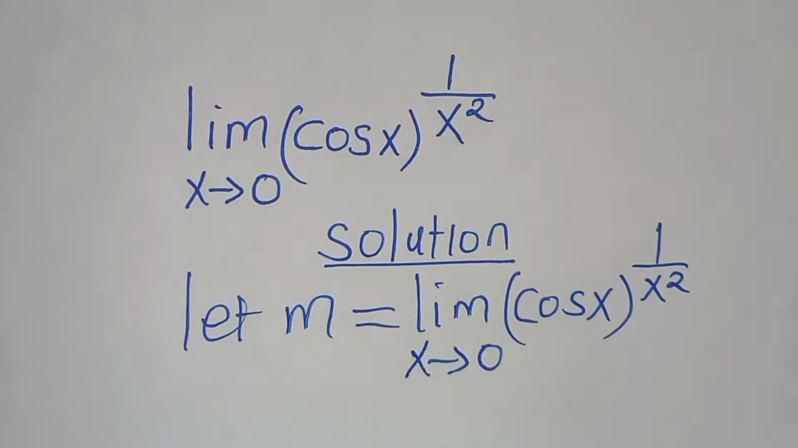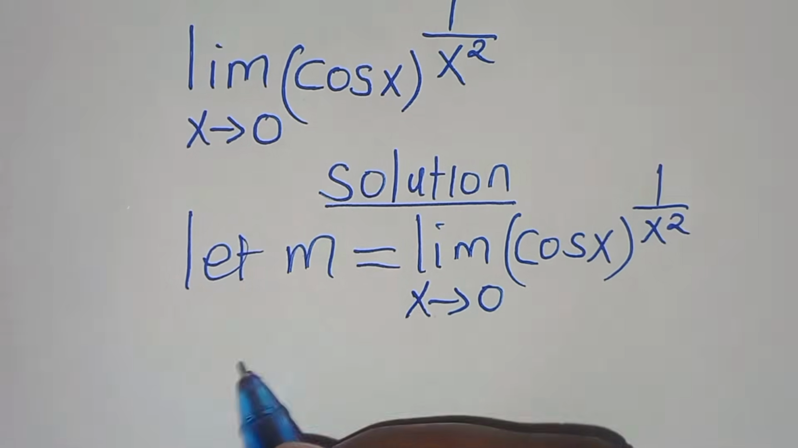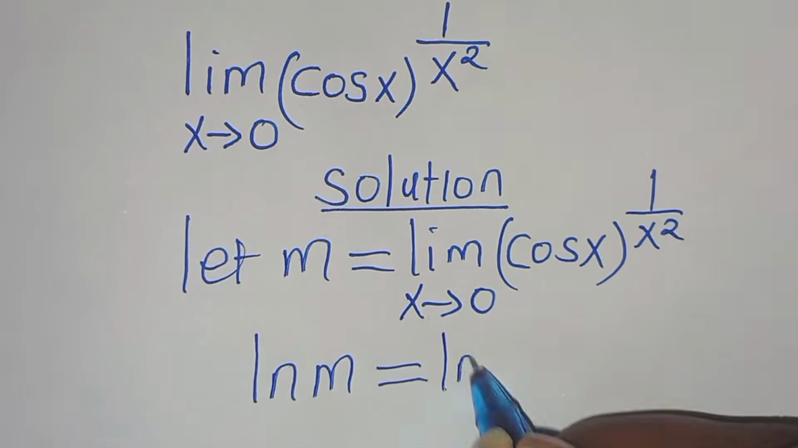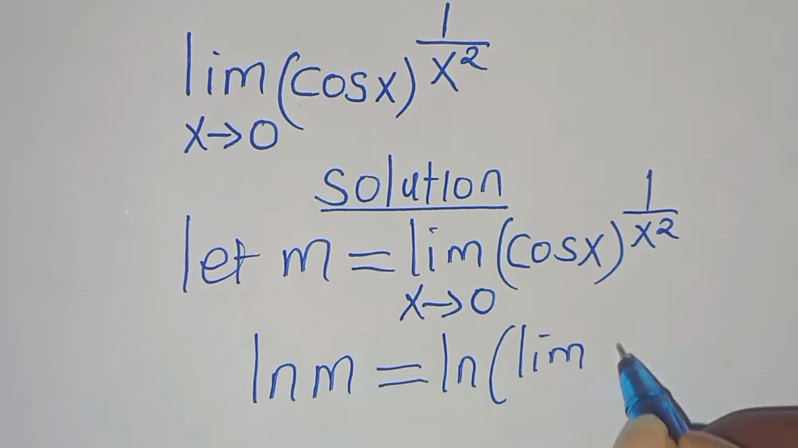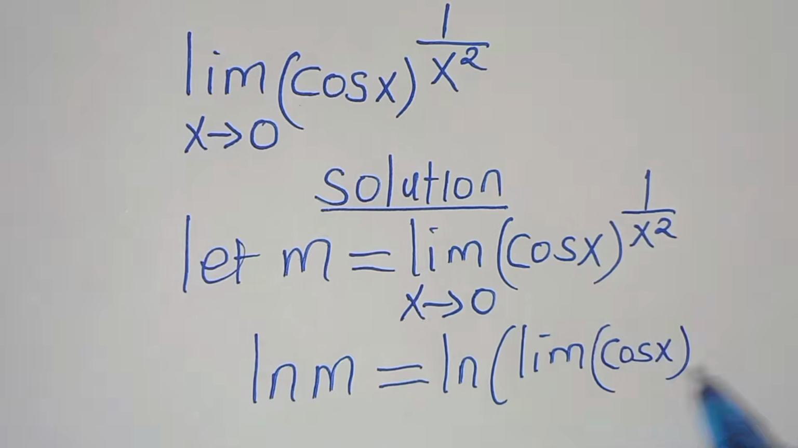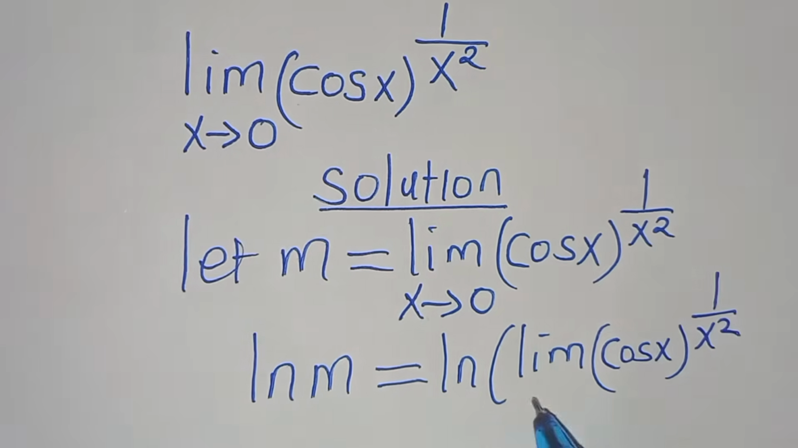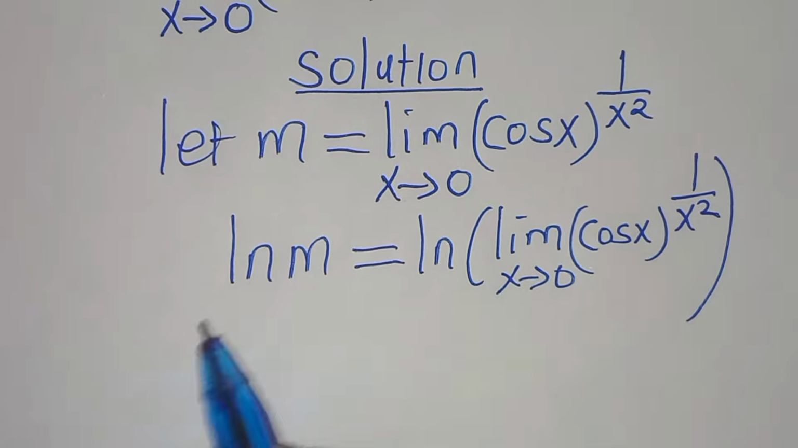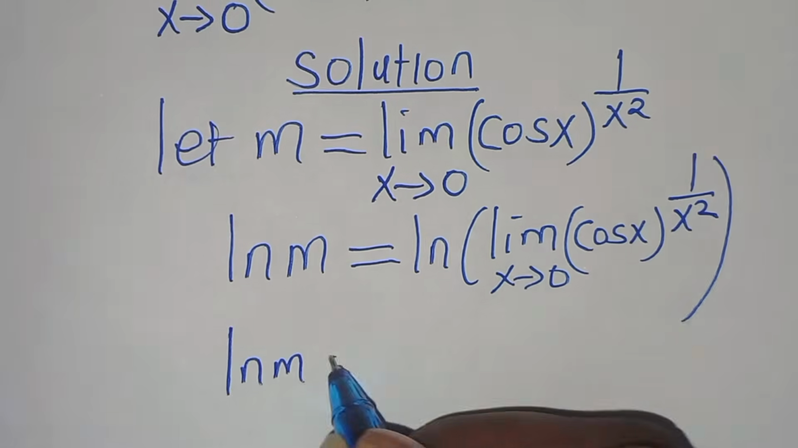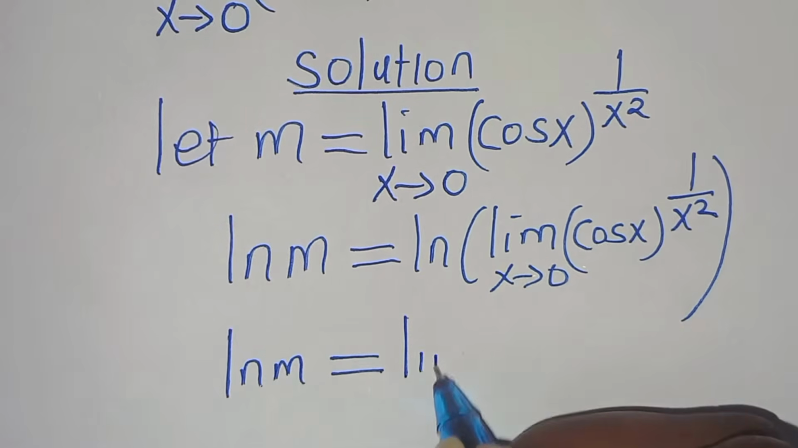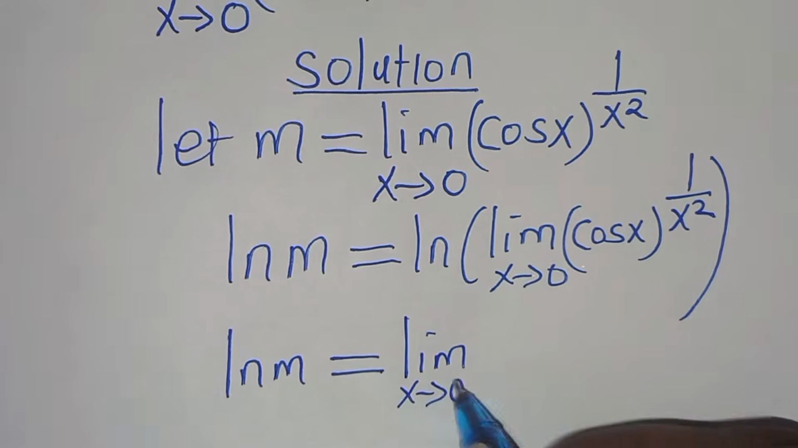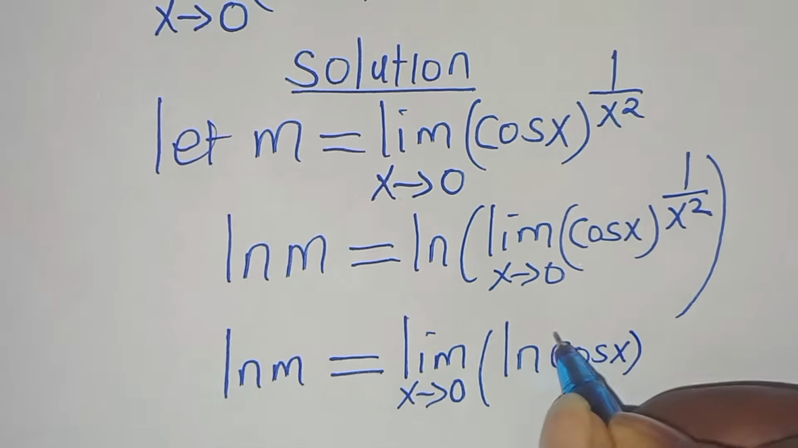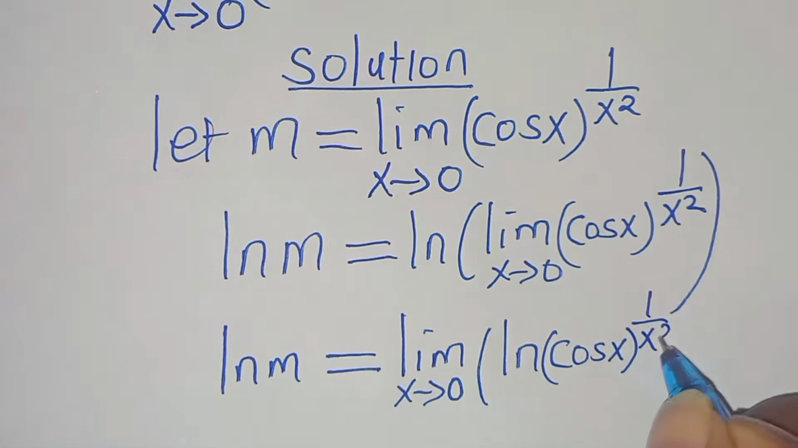So the first step to do here, let's introduce the ln on both sides so that we have ln of m. This is equal to the ln of the limit of cos x raised to the power of 1 over x squared as x tends to 0. Now, here we have ln of m. This is equal to the limit as x tends to 0 of the ln of cos x raised to the power of 1 over x squared.